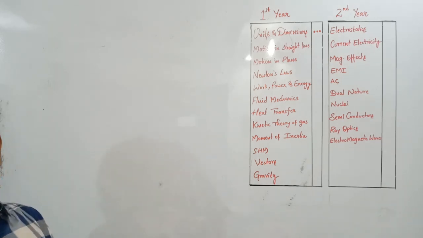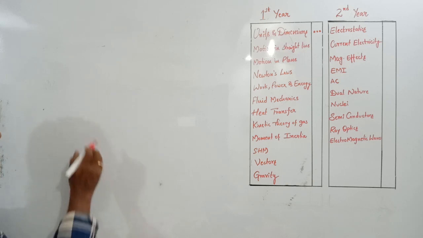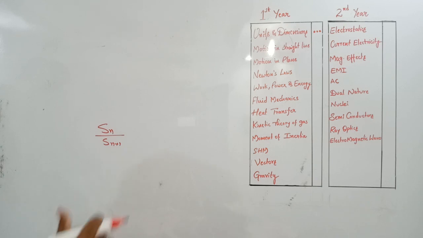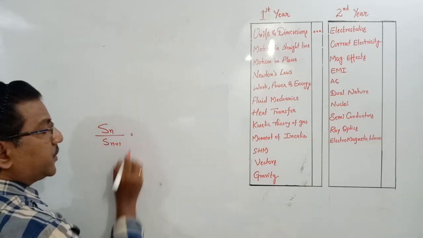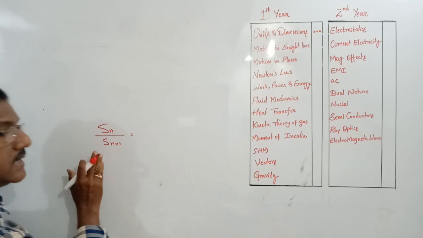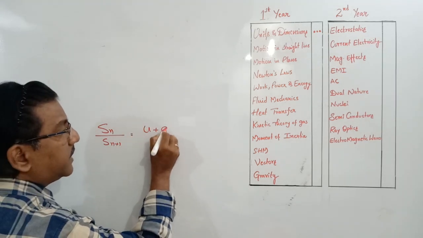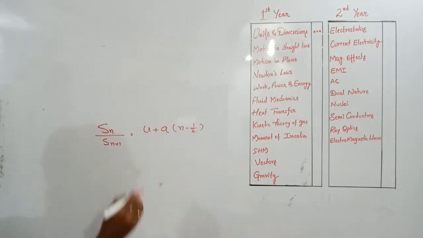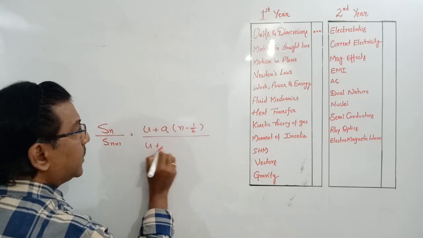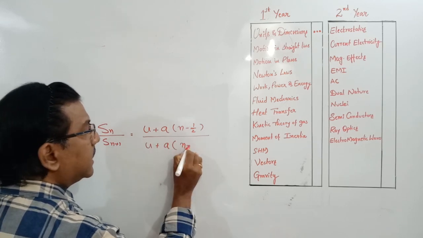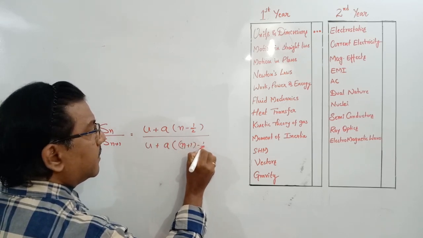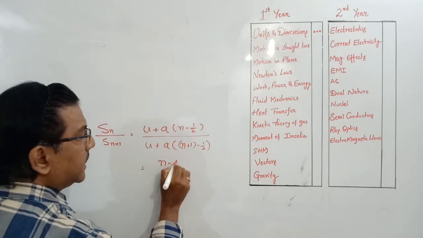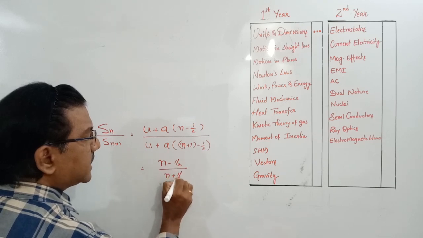Now motion in a straight line. What is the question that came? He asked, what is Sn by Sn plus 1? Long time ago, students, we derived this. Sn is equal to u plus a into n minus half. This we derived. Divided by u plus a into n plus 1 minus half. u and a get cancelled, n minus half by n plus half.